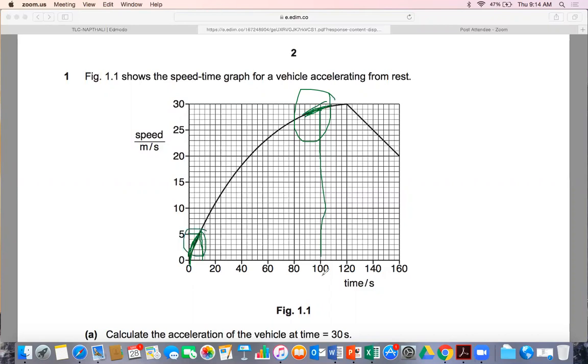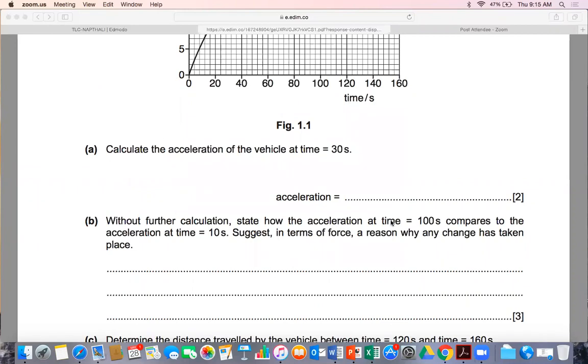So we say at 100 seconds, the acceleration is at a slower rate compared to at 10 seconds. 10 is faster, sorry. So at 100 seconds, acceleration is at a slower rate.